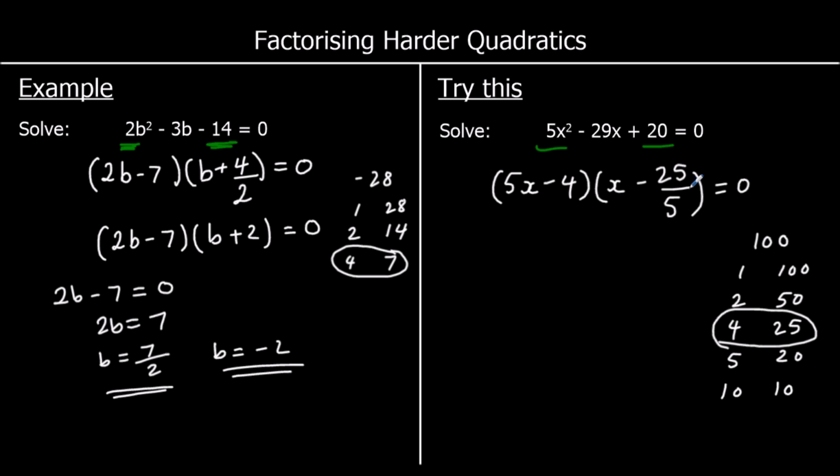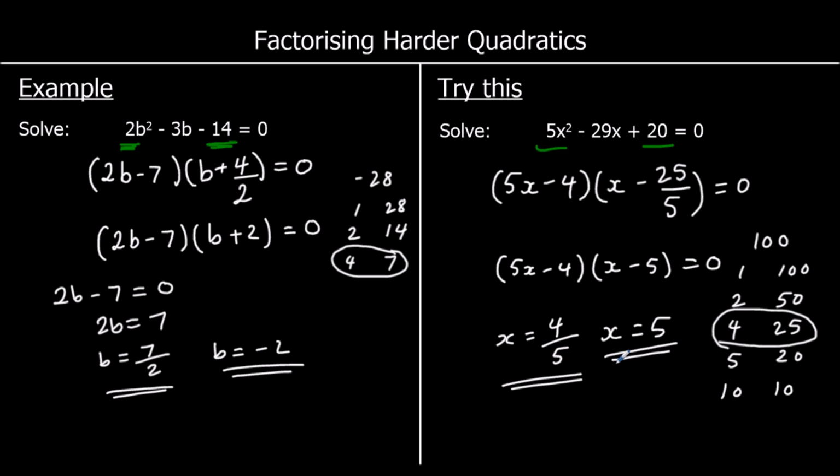I'm putting the 25 over the 5 because that will simplify. So we have 5x minus 4 and x minus 5. So it's factorized. Now to solve. So what would x be for the first bracket to be 0? That would be 4/5. And for the second bracket, it would be 5. So the answers are 4/5, or 0.8, and 5.